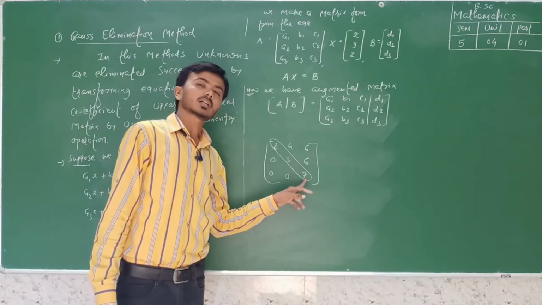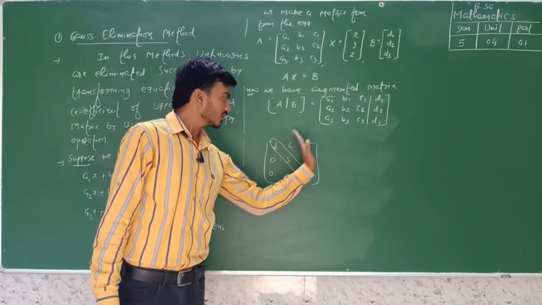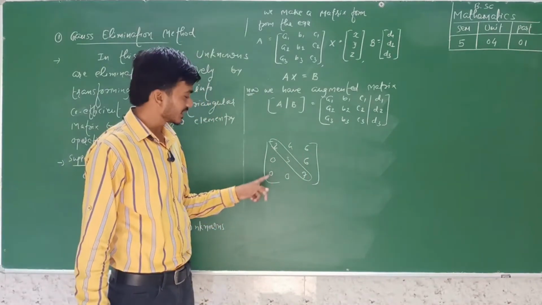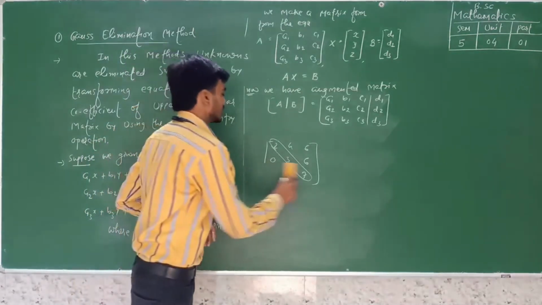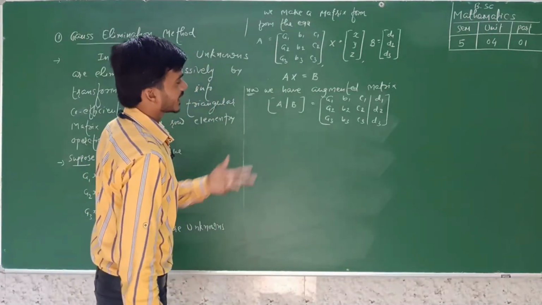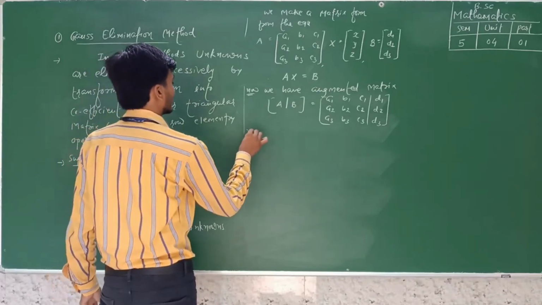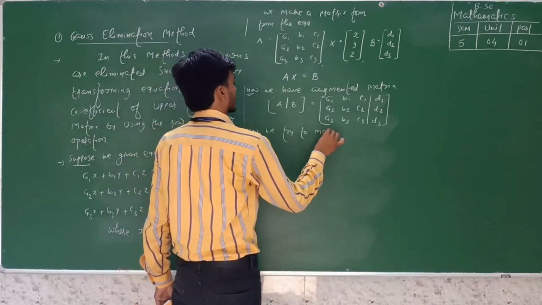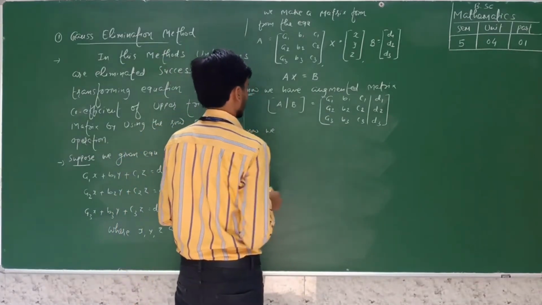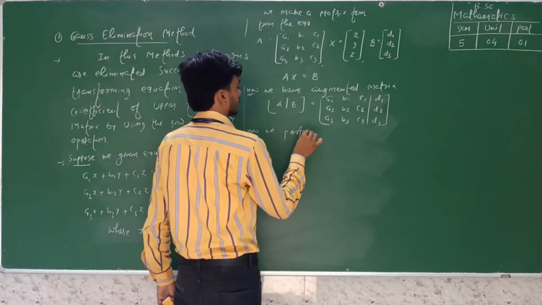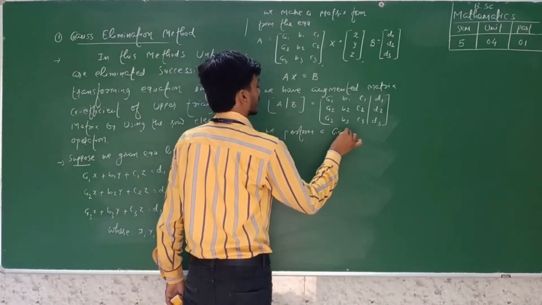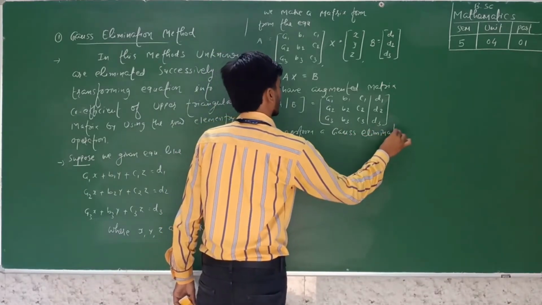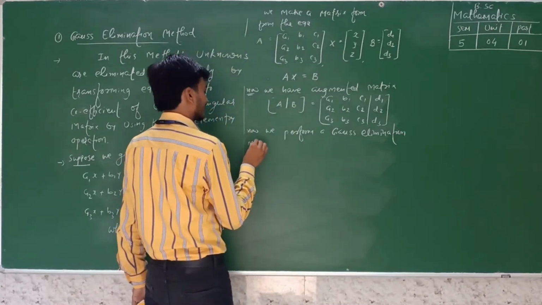अग्रिम का विकर्ण का ऊपर का एलिमेंट सब है, उसके नीचे का एलिमेंट 0 होगा, सब एलिमेंट क्या आएगा 0 होगा. So we can try to make an upper triangular matrix. Now we perform the Gauss elimination method.